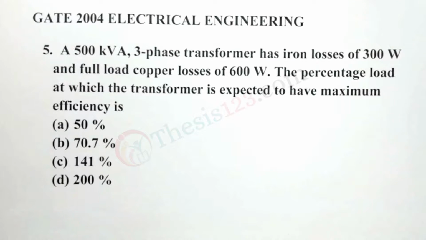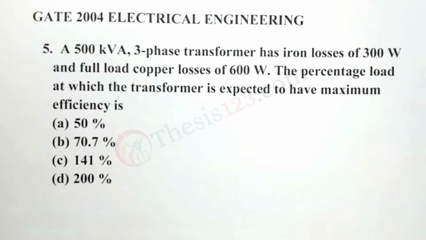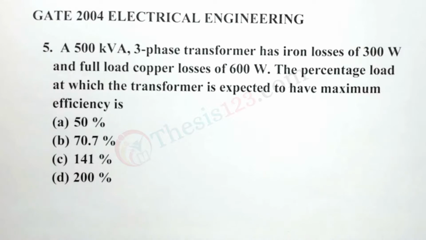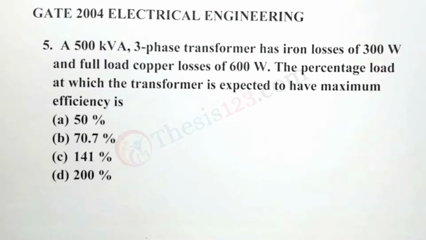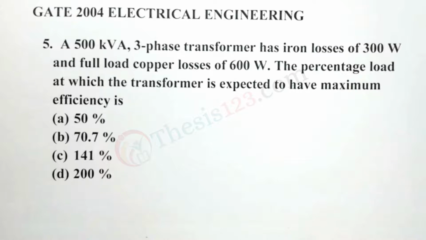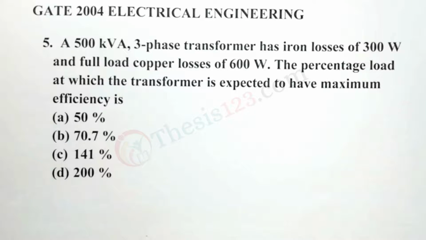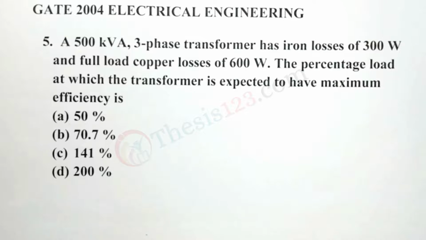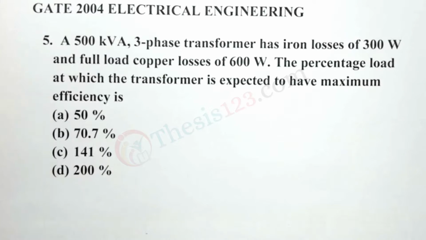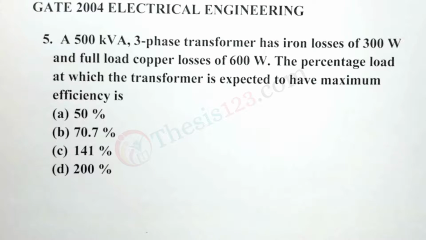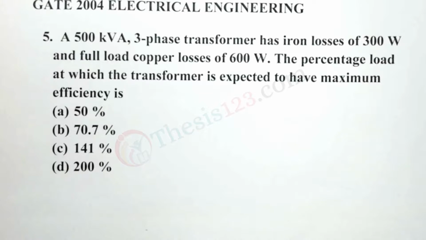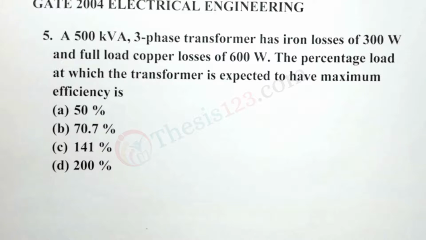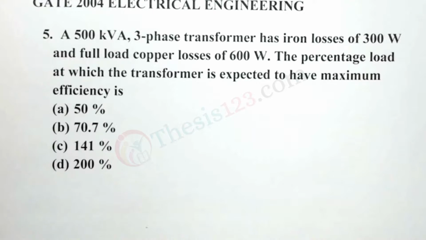Here's question number 5. A 500 kVA three-phase transformer has iron losses of 300 watts and full load copper losses of 600 watts. The percentage load at which the transformer is expected to have maximum efficiency is. So we have our options. The options are A 50%, B 70.7%, C 141.4%, and D 200%.